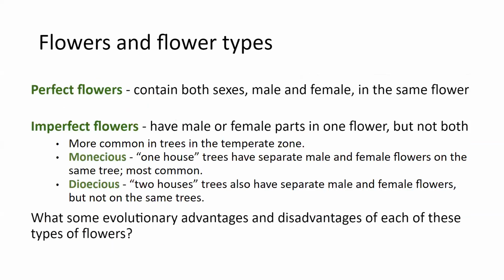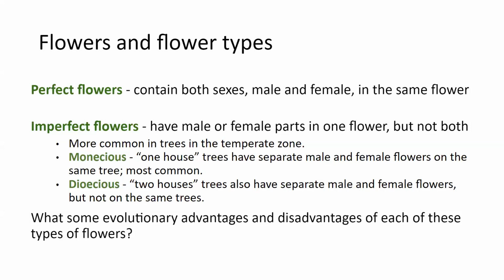So when you're talking about flowers, they can have different parts, right? So perfect flowers, and this might be reviewed for some of you, contain both sexes, male and female, in the same flower, right? If you took Botany 200 or Plant Biology 200, you may have learned that flowers have pistils and stamens, right? The female and male parts in the same flower. There's usually a lily diagram to show those parts contained in the same flower.